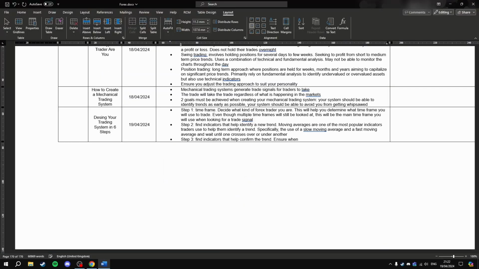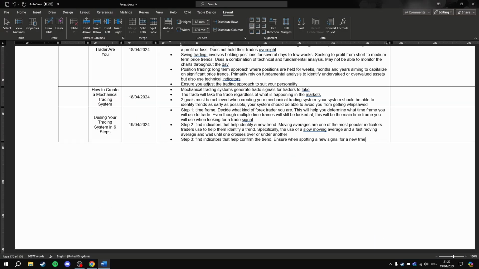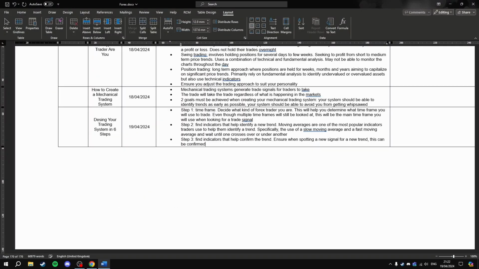Ensure that when spotting a new signal for a new trend, this can be confirmed using another indicator.